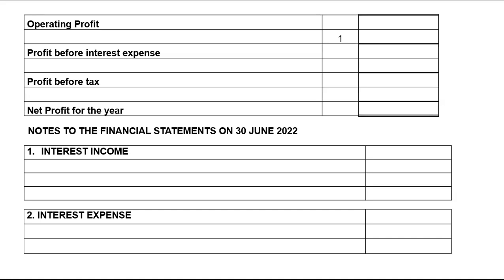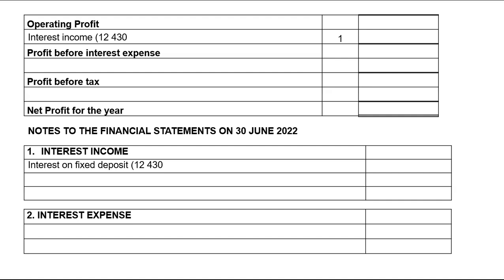So I'll go to my operating, do you see operating profit? Underneath operating profit, that is where you will record your interest income, which was 12,430. And that was just your interest on fixed deposit. So we'll also record it in our interest income note, which is note number 1 under the notes to the financial statements on the 30th of June 2022. Now everything under my pre-adjustment trial balance has been recorded.